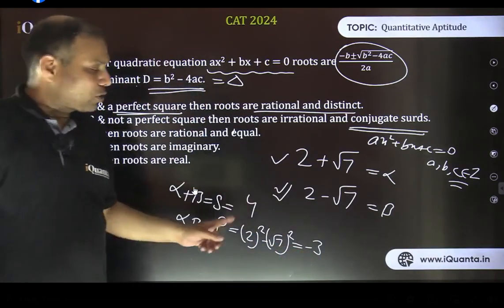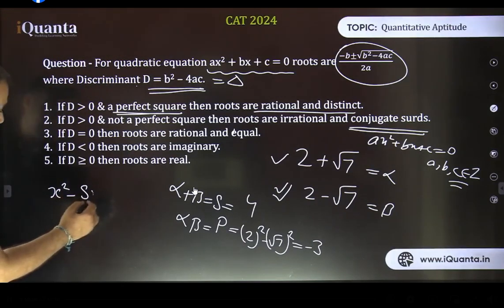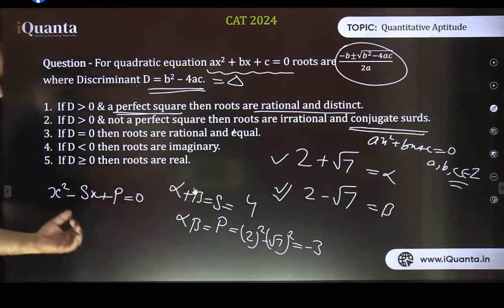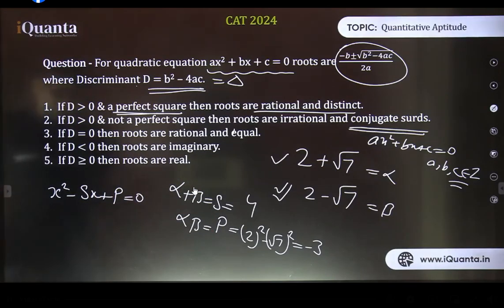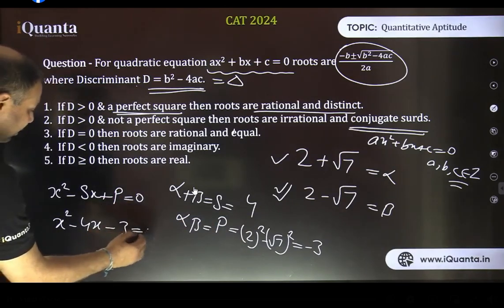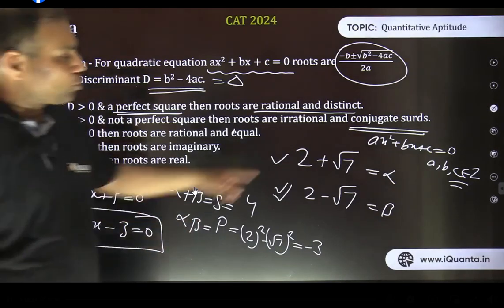So we know the sum of the roots, we know the product of the roots, and if you remember, the equation was x square minus Sx plus P equals 0. When we were equating the coefficients and the roots, we saw this part, right? So we can just put the values here. x square, S was 4, so minus 4x, plus P, but P is a negative value here, so minus 3. So this is the right answer: x square minus 4x minus 3 equals 0. So that's the quadratic equation whose roots are these.